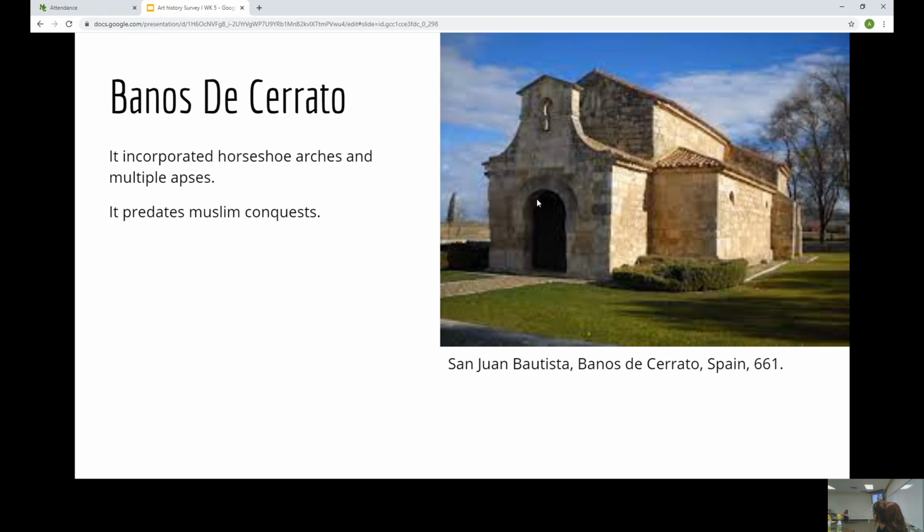Starting off in the northern region with the Visigoths, we have Baños de Cerrato, also known as San Juan Bautista's Cathedral. It is very small, especially in comparison to some of the other churches we're going to be looking at today. It does incorporate horseshoe arches from the Muslims. Remember, we are right next door to them, so that makes sense. It's a basilica, a rectangle. There's not much going on. It does predate the Muslim conquest by a hair, but there are Muslims in that region.